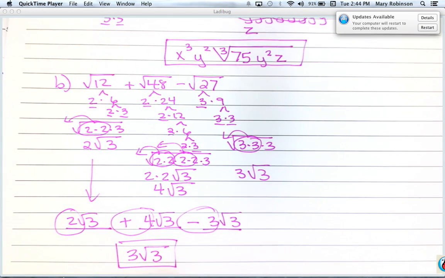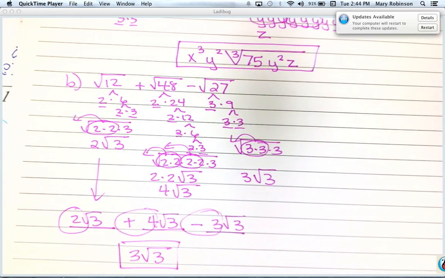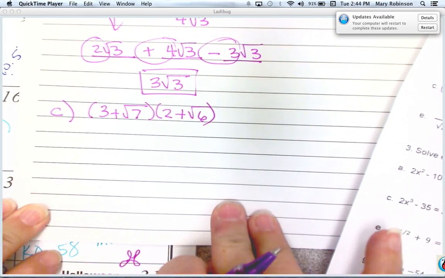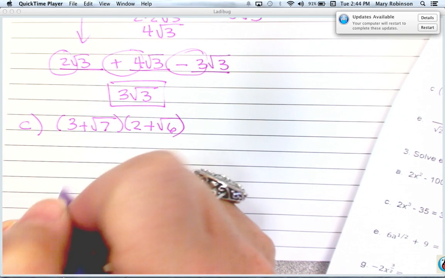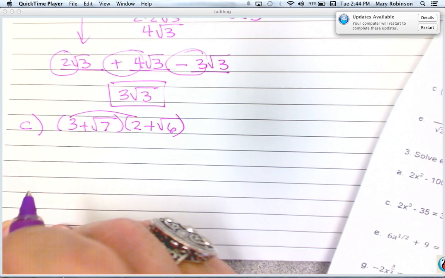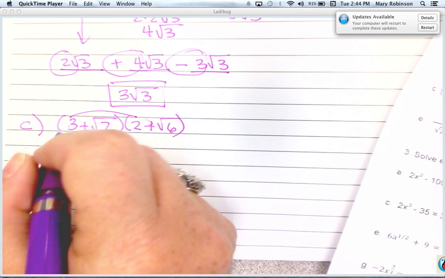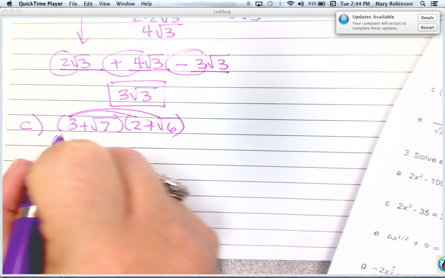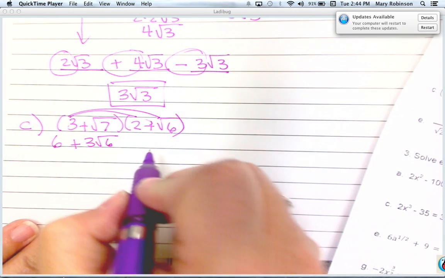For problem C, we're multiplying two binomials. Sorry. So we're going to multiply these together. You can use the box if you like, or just remember to double distribute. Your rule, however, is that if you have numbers, of course, you can multiply those together. So 3 times 2 would be 6. And then when you multiply a number without a radical times one with a radical, the most you can do is put them side by side. So that would be 3 square roots of 6.